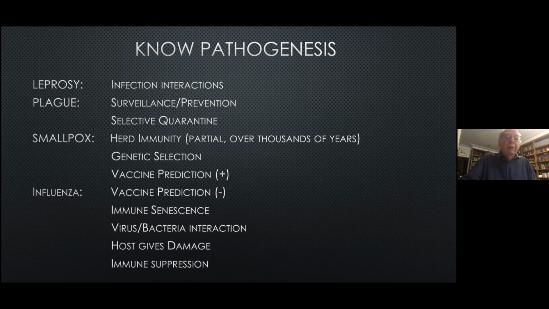I talked about plague and the importance of surveillance and prevention, smallpox, and I've talked about genetic selection and herd immunity, the vaccine impact, and influenza. We've talked about those aspects.